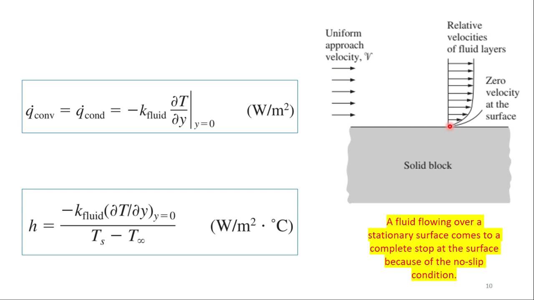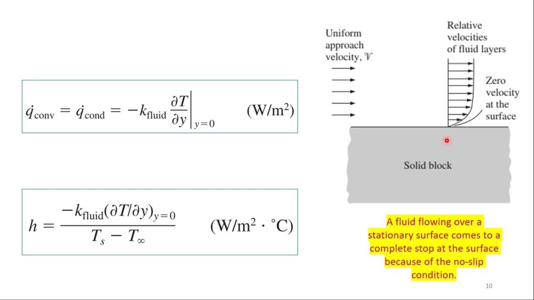And this is known as the no slip condition because the velocity is zero, and the no temperature jump condition because the fluid layer, which is adjacent to the solid block, has the same temperature. These two conditions are simply known as the no slip and the no temperature jump conditions.